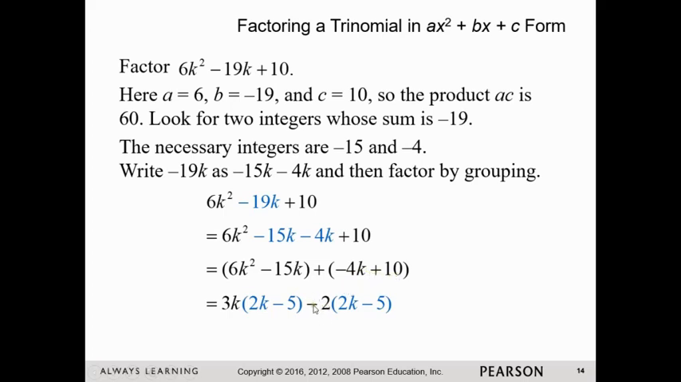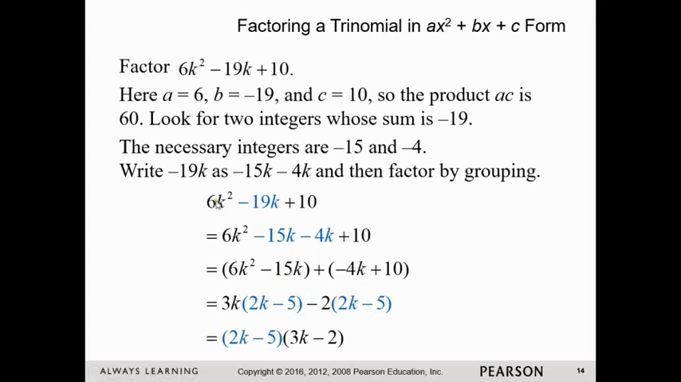Notice we're taking out a negative 2. Remember, the reason why we're doing that is so we can create this common factor, 2k minus 5, 2k minus 5. So now we take out 2k minus 5 out of both of these terms. And now we've factored that.